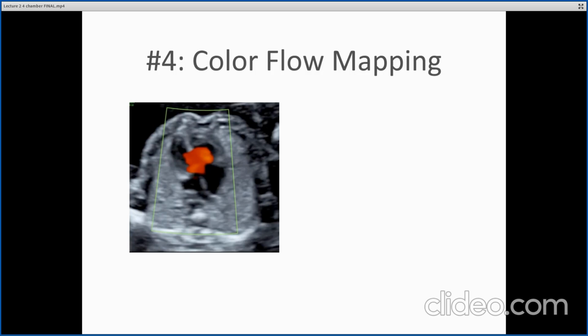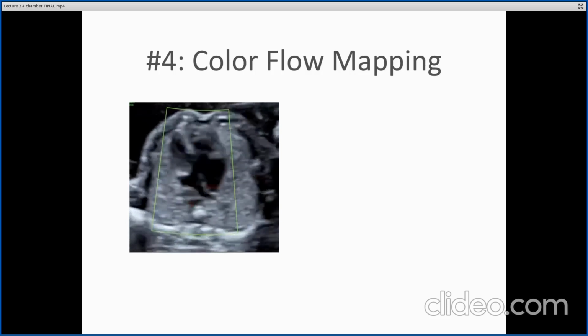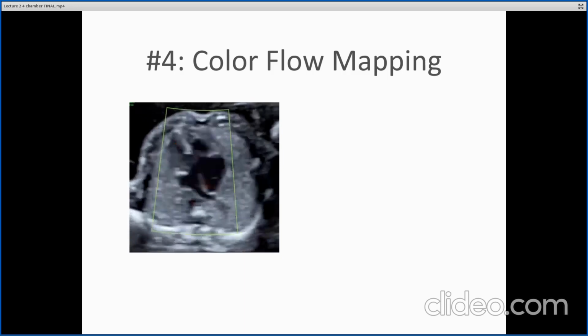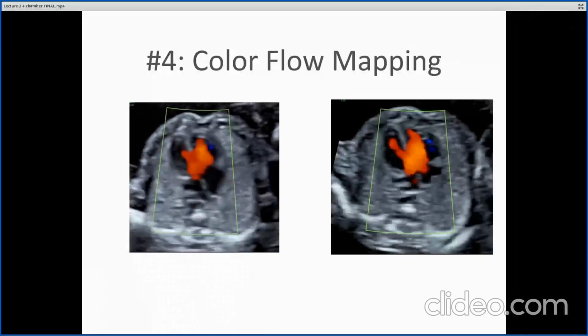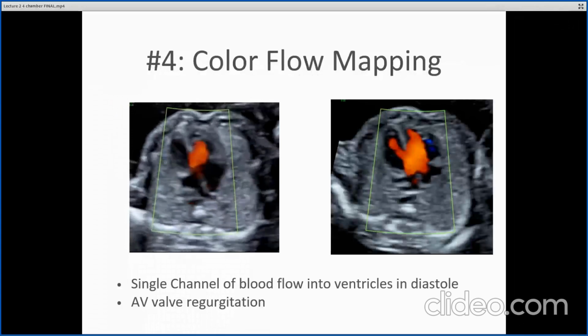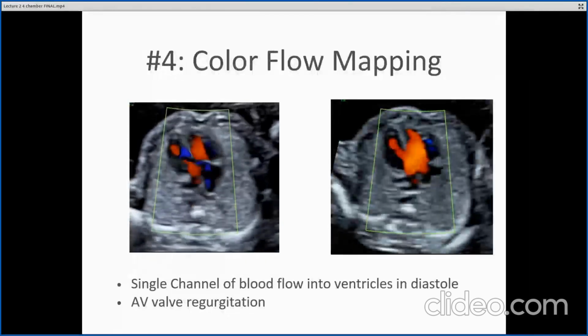The final feature is in color flow mapping. Here we see color flow, and we can see the normal red flow, which is from atria to ventricle, but here you can see a bit of blue flow suggesting AV valve regurgitation. And when we use the still frame, we see a very characteristic feature, which is a single channel of blood flow to the ventricles in diastole instead of the normal two channels across the two AV valves.